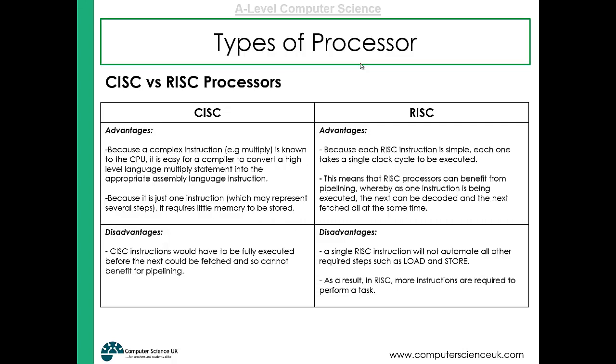So an instruction can be executed whilst another one's being decoded, whilst the other one's being fetched, all at the same time, all simultaneously. A disadvantage, though, of RISC processors is that a single instruction won't automate all the other steps required. It won't know to load and store. That needs to be done separately. So obviously when your high-level code is being compiled, that would need to be taken care of. And as a result, in RISC, more instructions are required to perform a task.